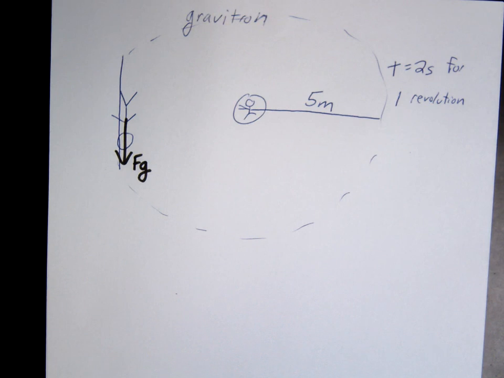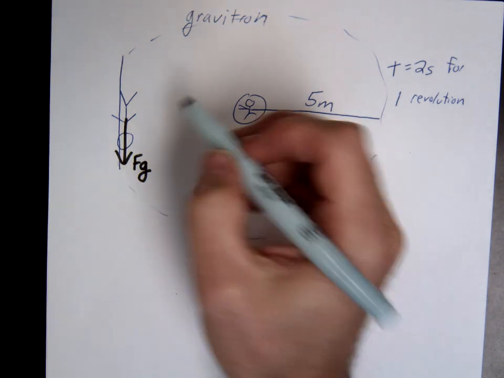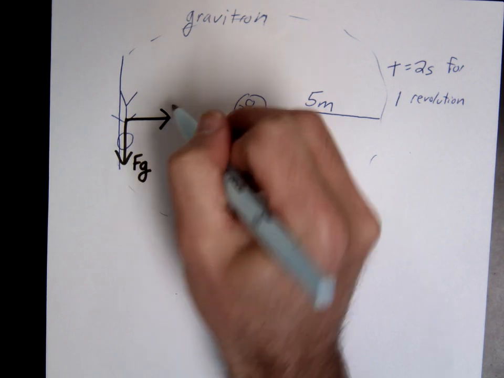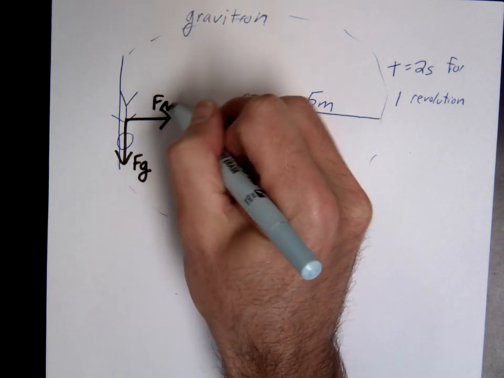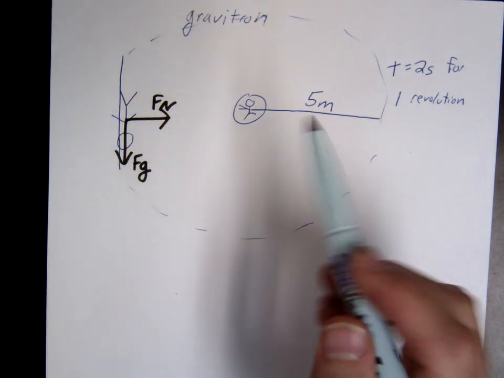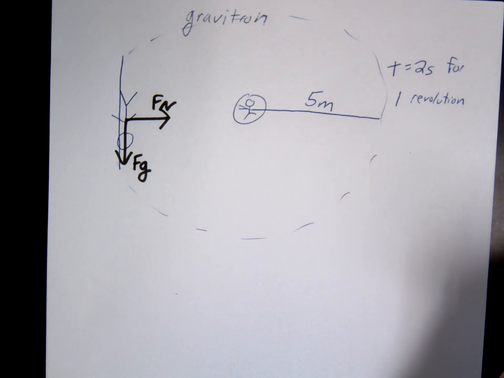Anything else? There is a normal force. Now where's the normal force coming from? The wall. Okay, so it's not the ground. We're no longer on the ground. But remember, normal force isn't just the ground. It's any surface. And so in this case, it's the wall pushing back on us. Anything else?